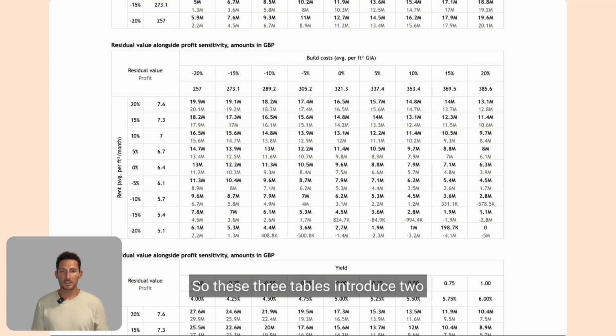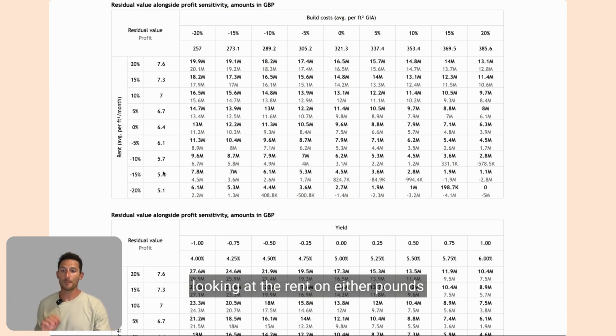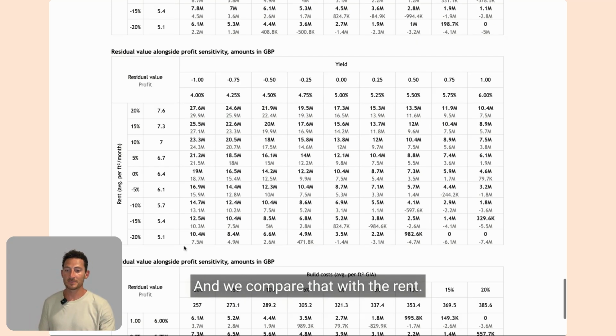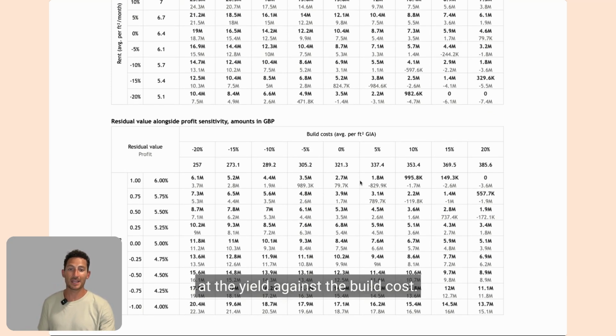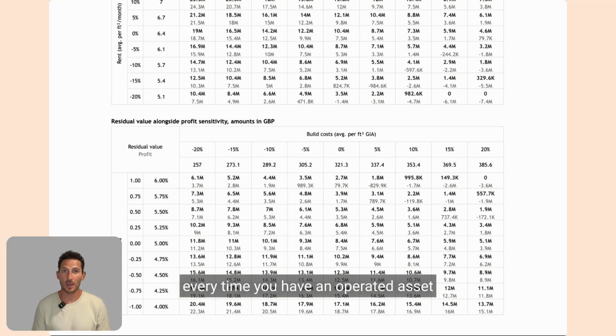income producing. So these 3 tables introduce 2 new axes, and what we've done is we've paired them up in different ways to give a valuable and useful output. Those 2 new axes are the rent, on either a pounds per square foot per month, year, or week basis, depending on what you're using in your Aprao. The other axis is yield. So what happens to the yield if that goes up or down? And we compare that with the rent. And then in the third table, we look at the yield against the build cost. So those 3 tables are automatically produced every time you have an operated asset in your appraisal.